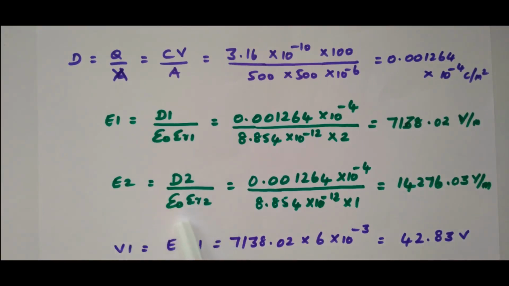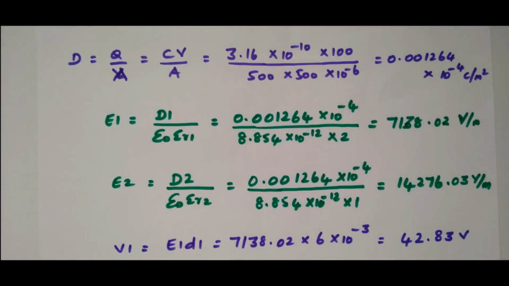Similarly, we can find the E2 value. E2 equals D2 divided by epsilon naught into epsilon R2. The D2 is also the same, 0.001264 into 10 to the power minus 4, divided by epsilon naught, the constant 8.854 into 10 to the power minus 12. Epsilon R2 is 1 because of the air medium. So by simplifying this, what did we get? 14,276.03 volts per meter, right? So now we have the values of E1 and E2.